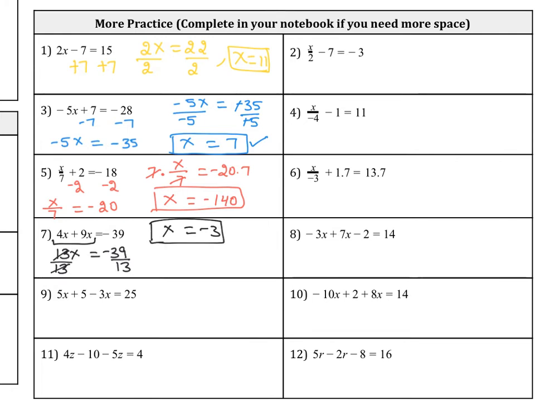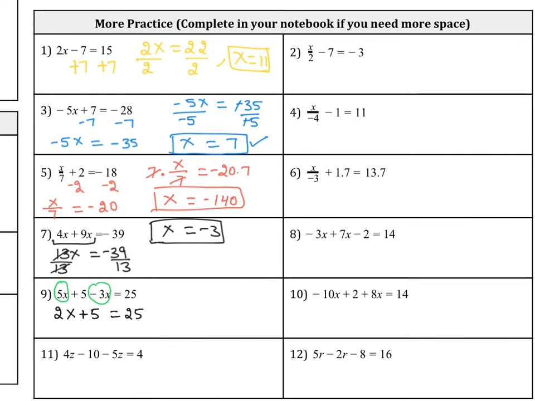Example number 9. 5x plus 5 minus 3x equals 25. So here we have to first circle the like terms, which are 5x and 3x. Now we're going to combine these two like terms. 5x minus 3x would be 2x. This 5 will remain as is, equals 25.